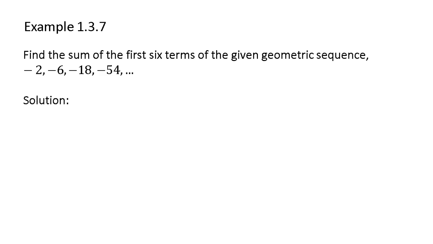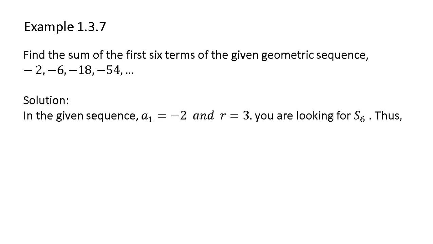Okay, find the sum of the first 6 terms of the given geometric sequence. We are given negative 2, negative 6, negative 18, and negative 54. So we are just given 4 terms in the given sequence. With a sub 1 and r, that's all we need, right? So we have a sub 1 equals negative 2 and r is equal to negative 3.